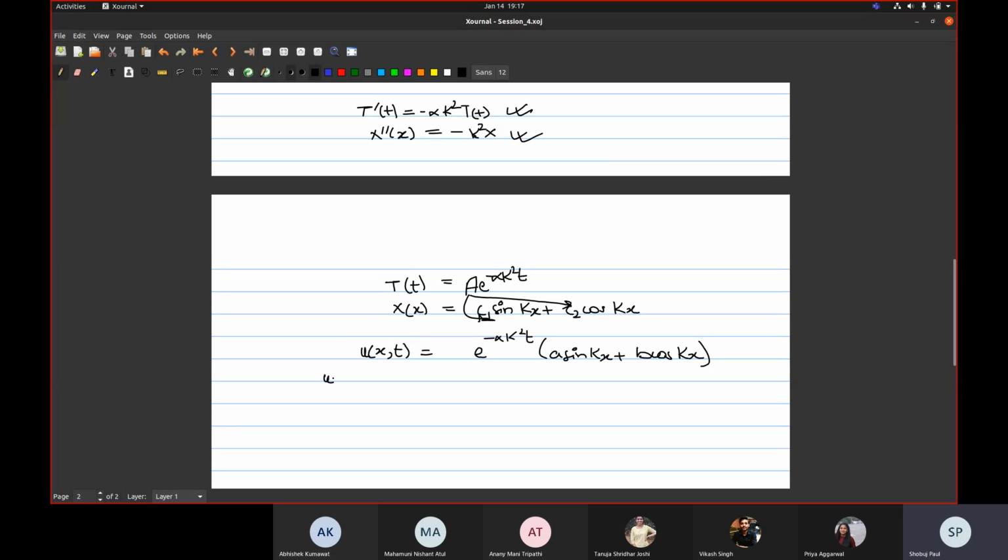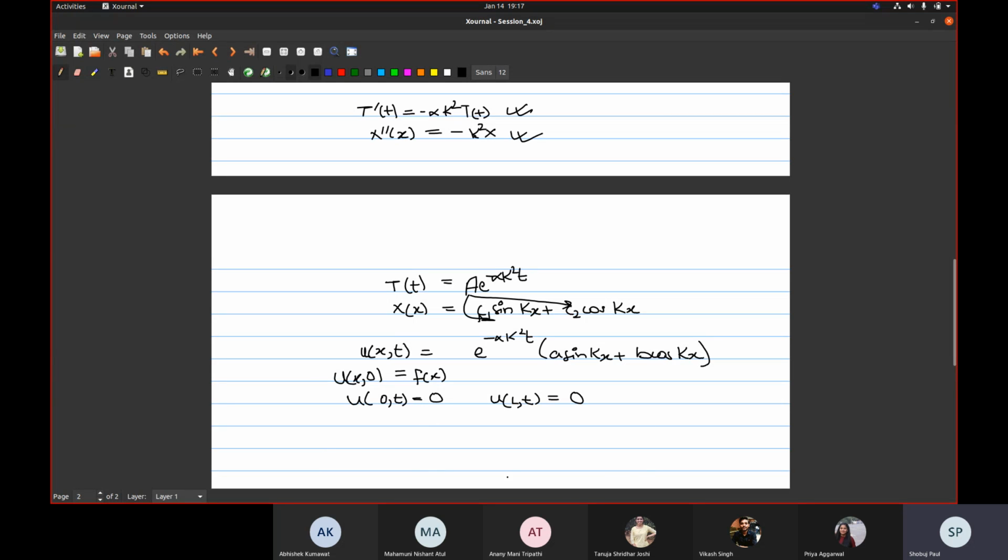Now after this we have boundary conditions, and these are called Dirichlet conditions, named after the mathematician Dirichlet: u of 0 comma t is 0 and u of L comma t is also equal to 0.